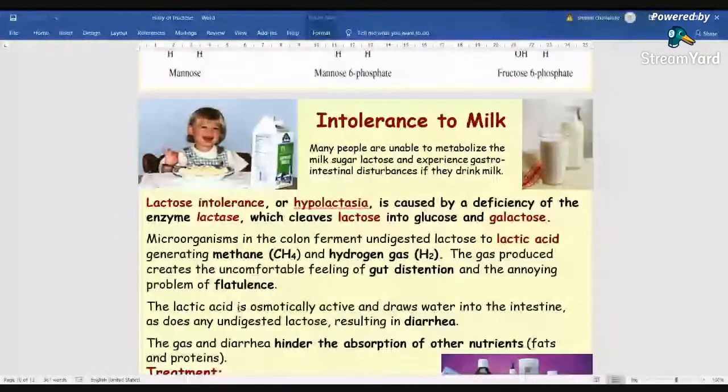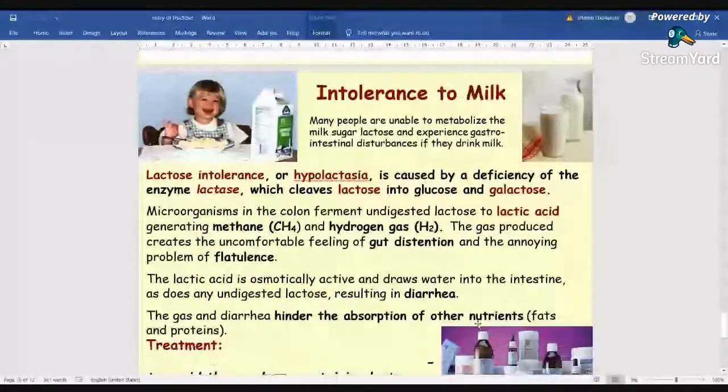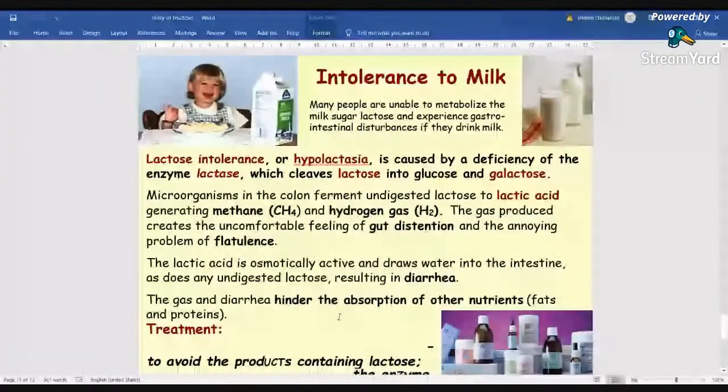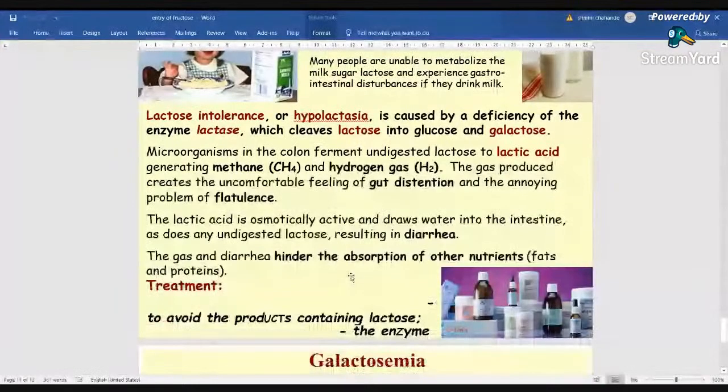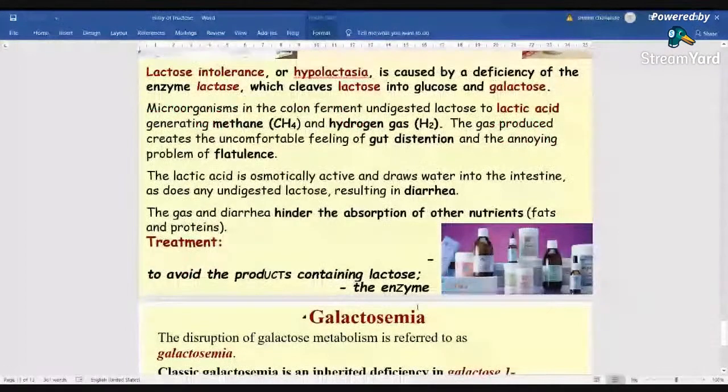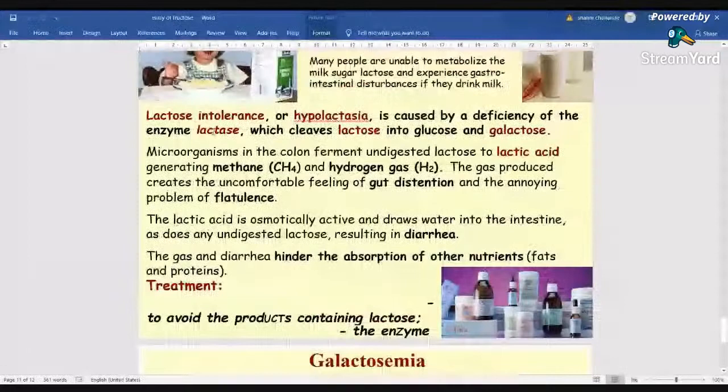So the lactic acid is osmotically active and draws water into the intestine. This is why the flatulence is there, because more water is attracted because of the lactic acid. So more water is there, as does undigested lactose, resulting in diarrhea. The gas and diarrhea hinder the absorption of other nutrients, fats and protein. So what will be the treatment for this? To avoid products containing lactose, this enzyme is given. What is the enzyme? The lactase. So we can give the lactase enzyme.